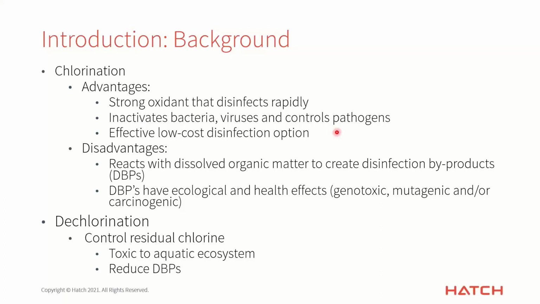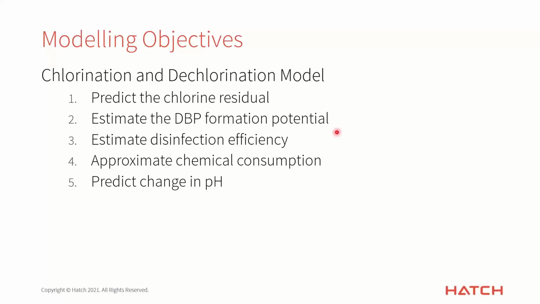And then dechlorination is basically just used to control residual chlorine. This is because chlorine can be very toxic to the aquatic ecosystem, like fish and plant life in the ecosystem. And as well, we obviously want to try to reduce disinfection byproducts, because they are very toxic to human health.